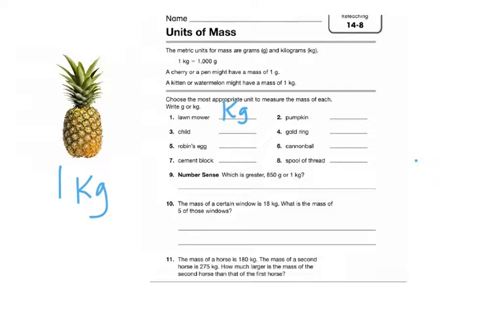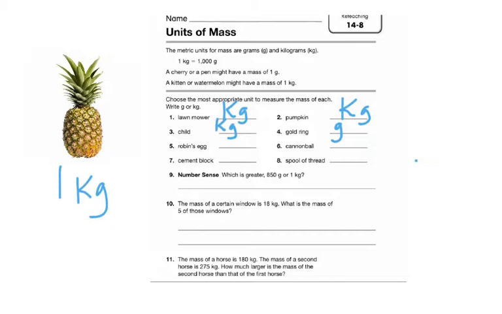A pumpkin is actually also going to be heavier than a pineapple, so we would need more than 1. So we're going to also measure that in kilograms. Number 3, a child, like yourself, is going to weigh more than a pineapple. So again, kilograms. A gold ring, that's definitely lighter than a pineapple. So we wouldn't use kilograms to measure its weight. We would have to go smaller to grams.